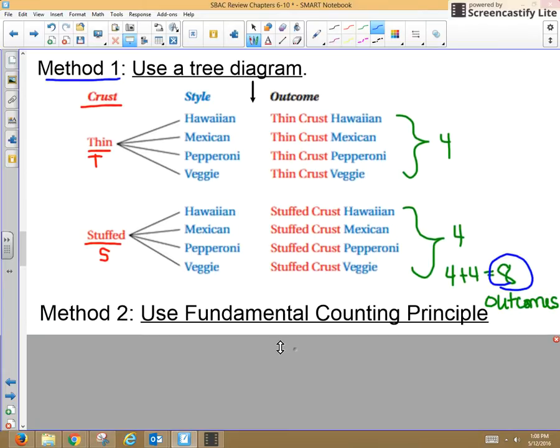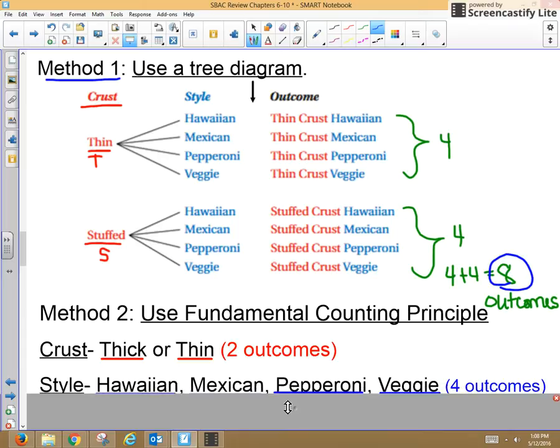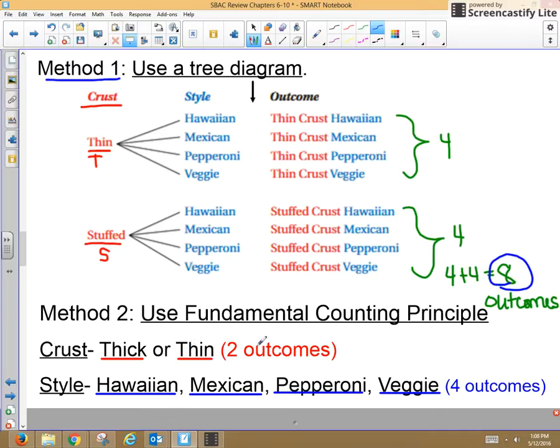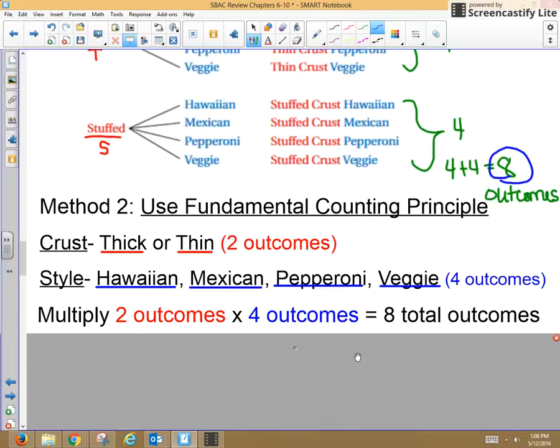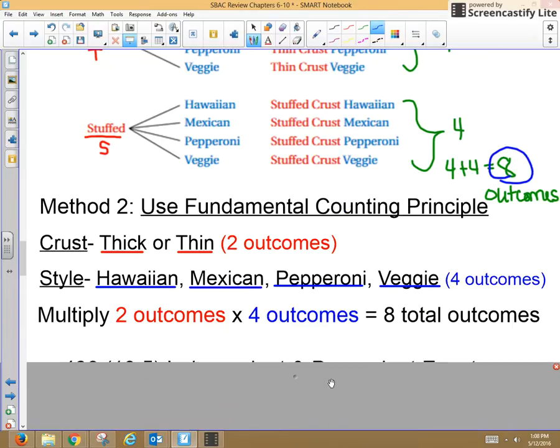Method 2 is called the fundamental counting principle. And here, you notice the crust was either thick or thin, so that's 2 possible outcomes. The style is Hawaiian, Mexican, pepperoni, or veggie, and that's 4 possible outcomes. The fundamental counting principle says you can multiply the number of outcomes to get to your total. So all you have to do here is multiply 2 outcomes by 4 outcomes, and you get a total of 8. We get the same answer, but this fundamental counting principle will save you a lot of time and a lot of steps.